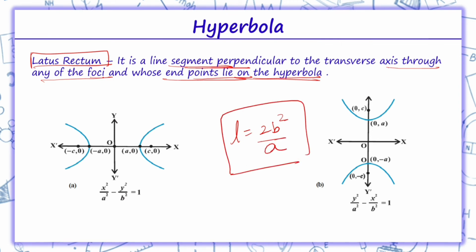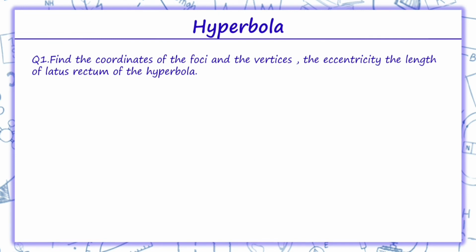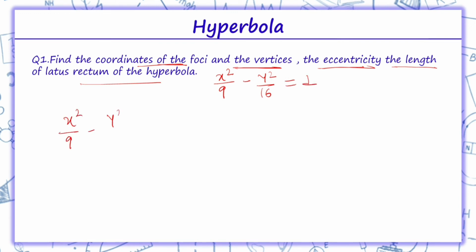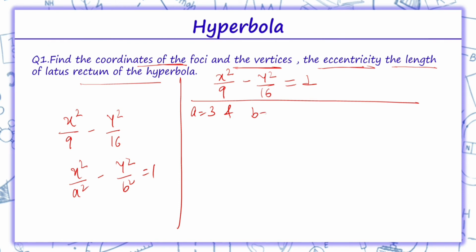Now coming on to the question part. The first question is, we have to find the coordinates of foci and the vertices, the eccentricity, and length of latus rectum of the hyperbola. The equation is given: x square upon 9 minus y square upon 16 equals 1. Comparing this equation with the standard equation of hyperbola, which is x square by a square minus y square by b square equals 1, the value of a is 3 and the value of b is 4.